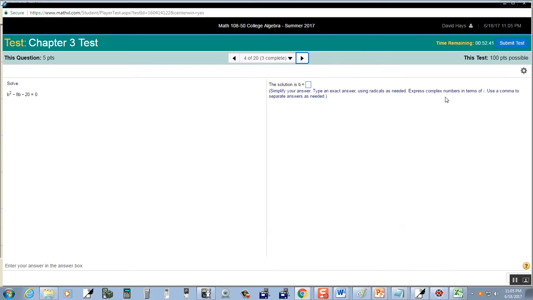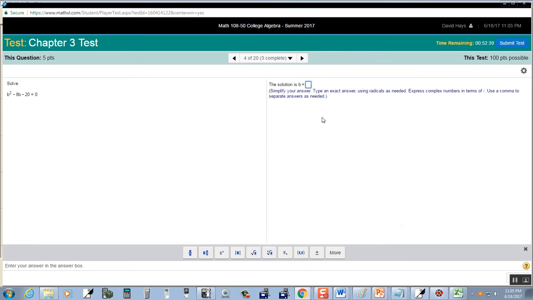Simplify answer, type, use comma to separate answers. Okay. Negative 2, comma 10.